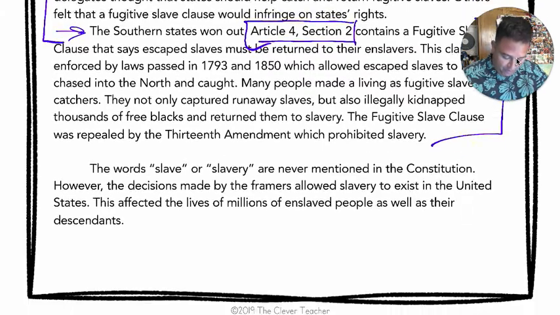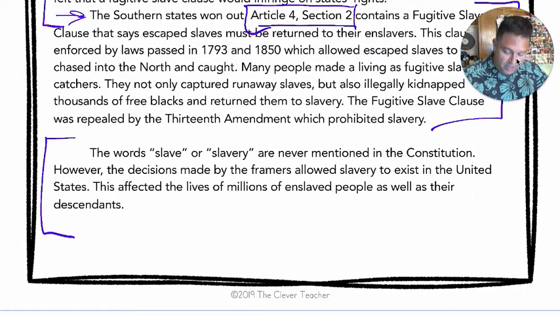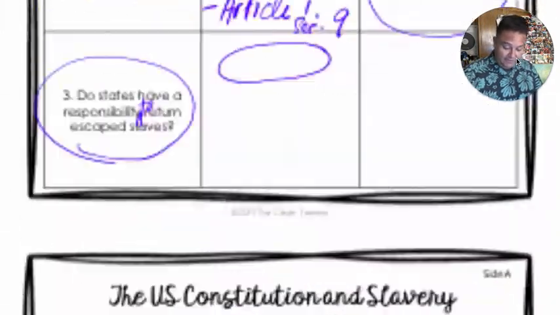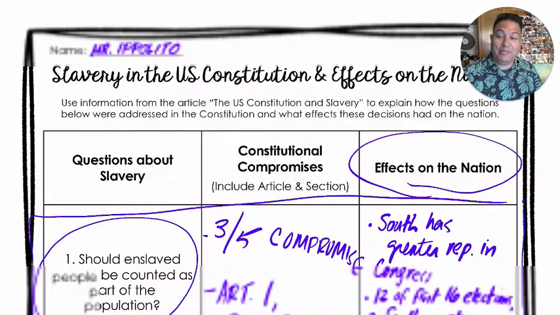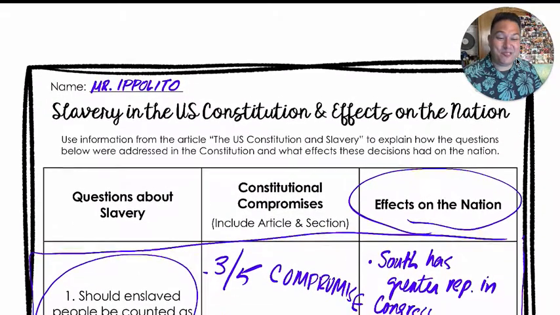Finally, I think it's important to note this right here. The words slave or slavery are never mentioned in the Constitution. However, the decisions made by the framers allowed slavery to exist in the United States. This affected the lives of millions of enslaved people as well as their descendants. So, that is how to complete the assignment, Slavery in the U.S. Constitution and Effects on the Nation.